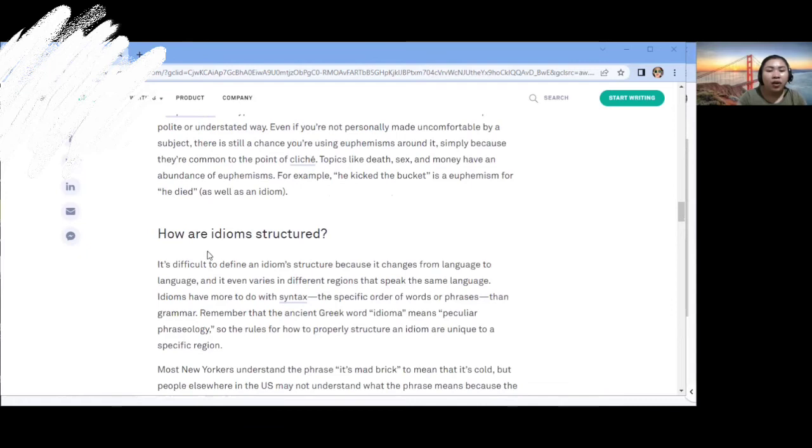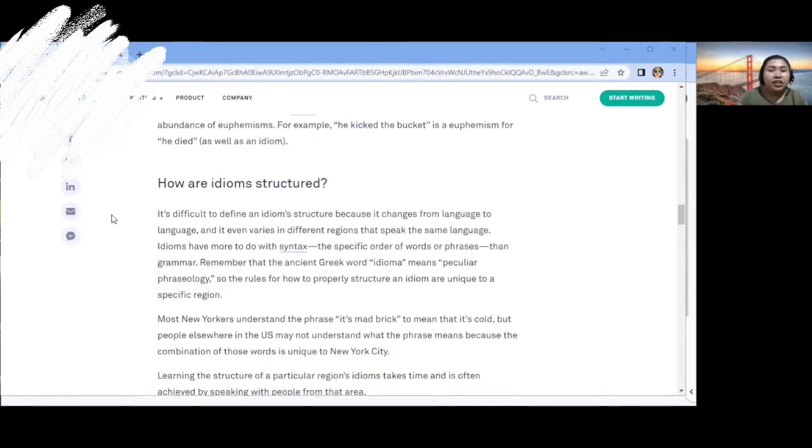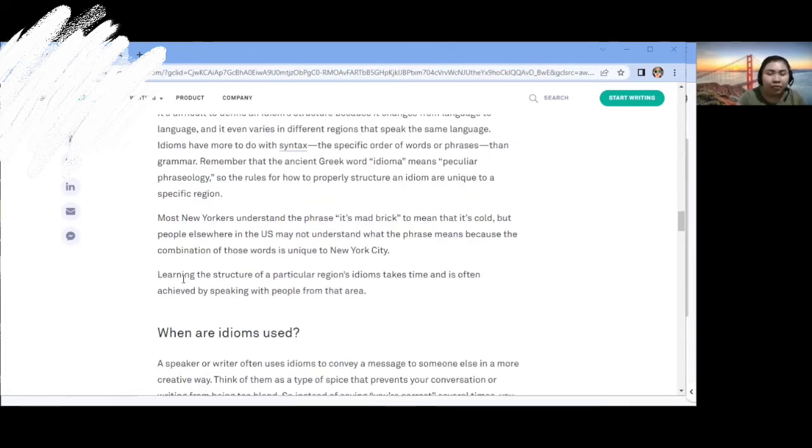Okay, so here let's proceed to how idioms are structured. It's difficult to define an idiom's structure because it changes from language to language, and it even varies in different regions that speak the same language. Idioms have more to do with syntax, the specific order of words or phrases, than grammar. Remember that the ancient Greek word idioma means peculiar phraseology. So the rules for how to properly structure an idiom are unique to the specific region. Learning the structure of a particular region's idioms takes time and is often achieved by speaking with people from that area.